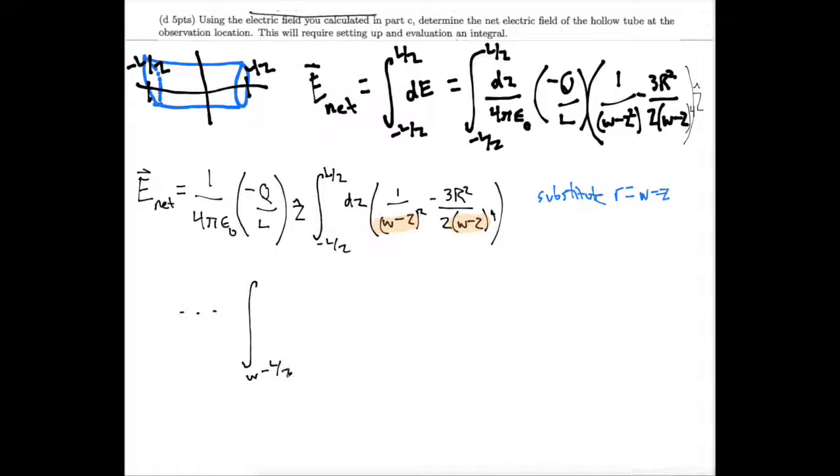So now our bounds are w minus L over 2 and w plus, oh wait, no, the way we're substituting it, the bottom one should be a plus at this point, and the upper bound should be w minus L over 2. And that's because we set r equal to w minus z. And now we had dr equals negative dz, so we'll plug in negative dr. The rest of our integral looks much simpler now.